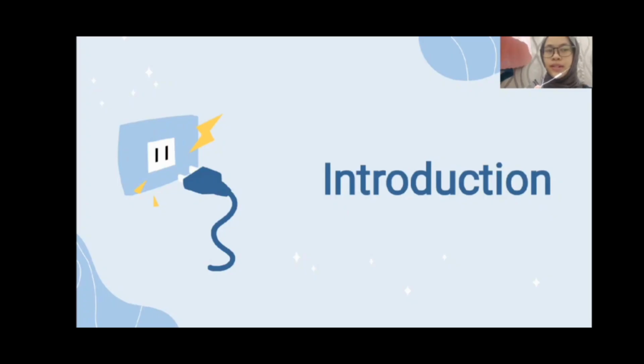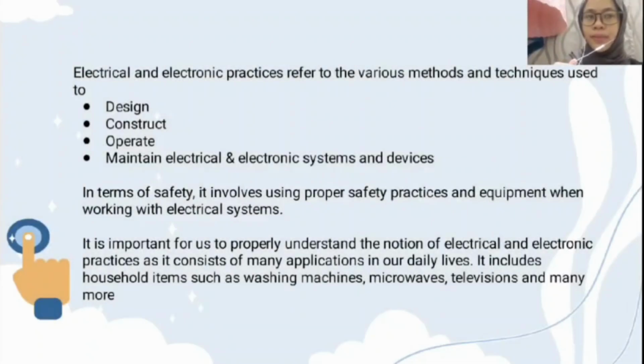I'm going to present about the introduction. Electrical and electronic practices refer to the various methods and techniques used to design, construct, operate, and maintain electrical and electronic systems and devices. In terms of safety, it involves using proper safety practices and equipment when working with electrical systems. It is important for us to properly understand the notion of electrical and electronic practices as it consists of many applications in our daily life. It includes household items such as microwave and washing machines.